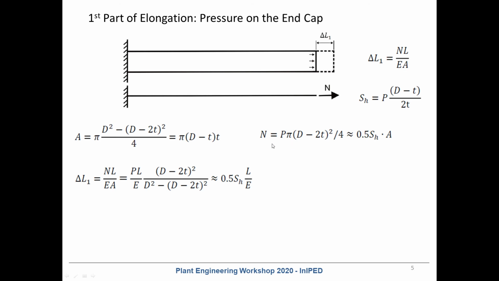Imagine the cantilever pipe with the anchor on the one end and the cap on the other end. Longitudinal elongation of this pipe will be calculated using this equation. A is the cross-section area and N is the force caused by pressure on the end cap on this pipe. So the elongation due to the force acting on the end cap of this pipe will be following. You can see it on the screen.